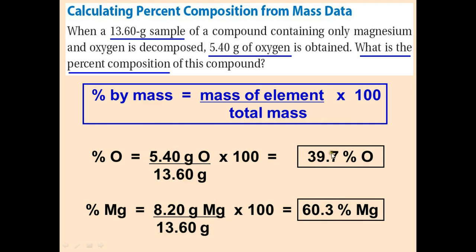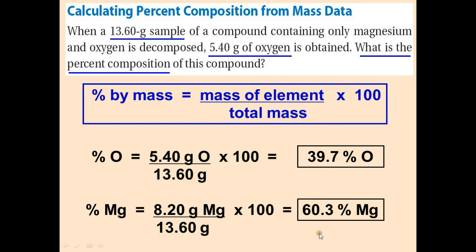And notice these should always add up to 100. So a quick check step, you can just add these, and 7 plus 3 is 10, so we carry the 1. 1 plus 9 is 10 again, and then 3 plus 6 is 9, plus the 1 is 10, so this is in fact 100%.